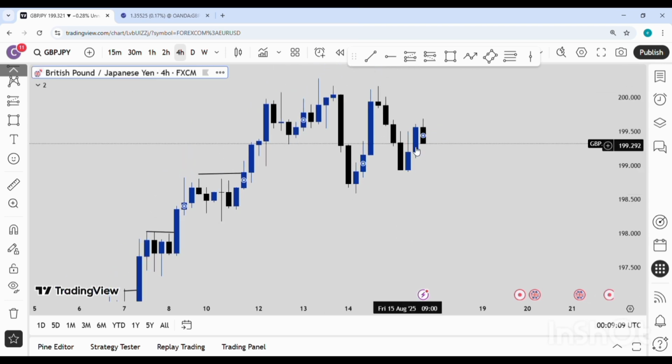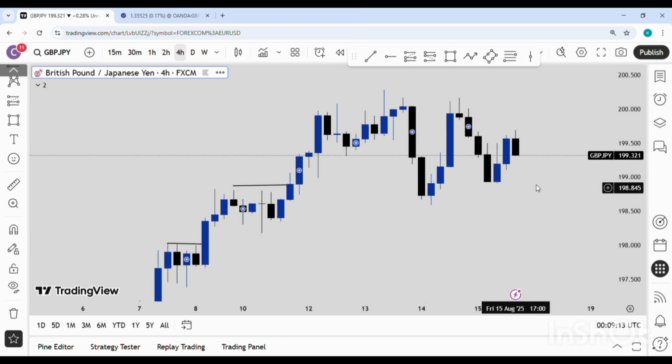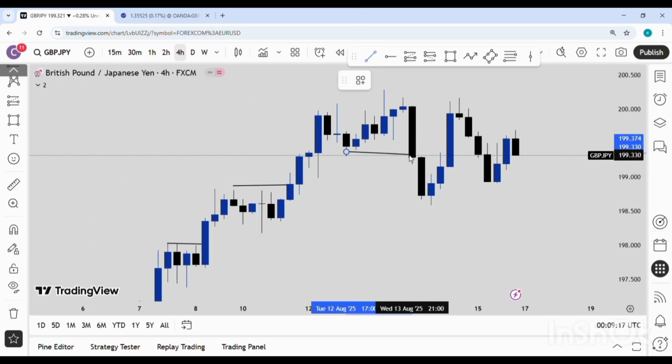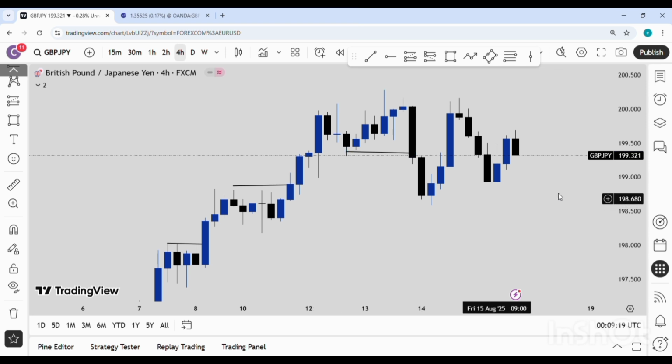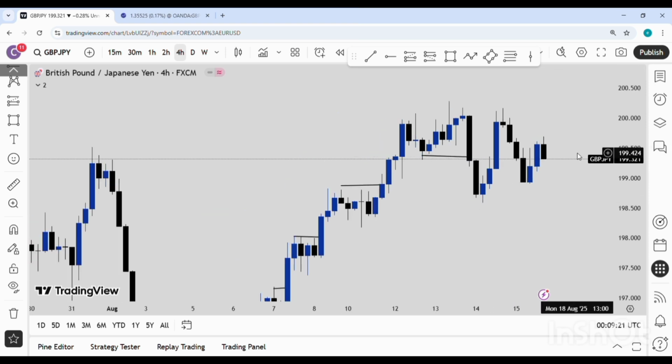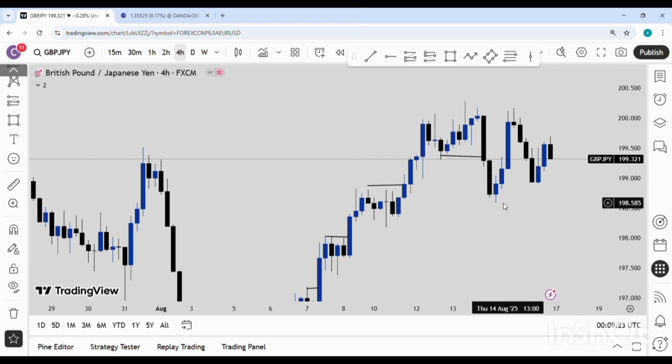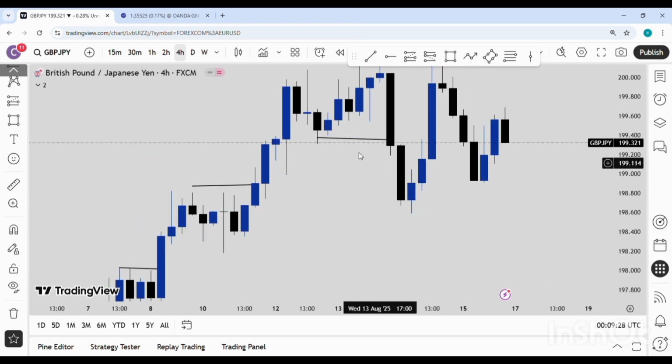So after this break of structure to the upside, we also see a change of character to the downside, which means we are going down. We are changing from a bullish move to a bearish move. Wow. And price has reacted already, so there's no opportunity for us.